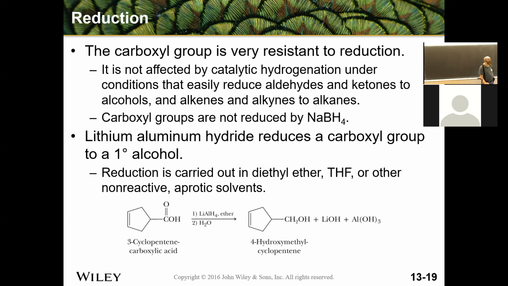We start out with 3-cyclopentene carboxylic acid, and following the reduction, we get the corresponding primary alcohol. This is called 4-hydroxymethyl cyclopentene. Byproducts are lithium hydroxide and aluminum hydroxide.